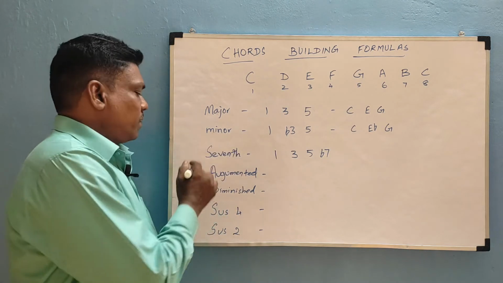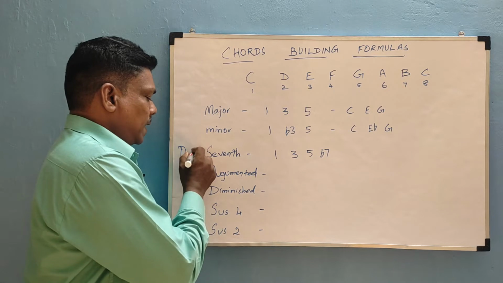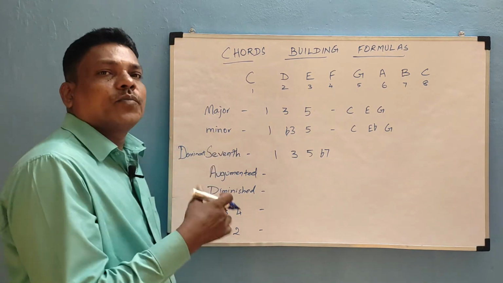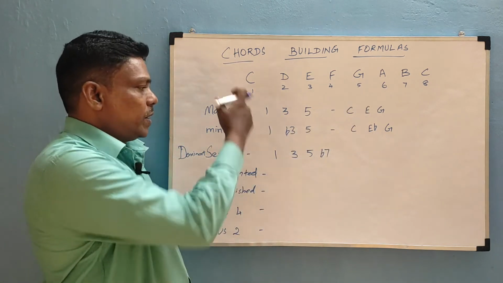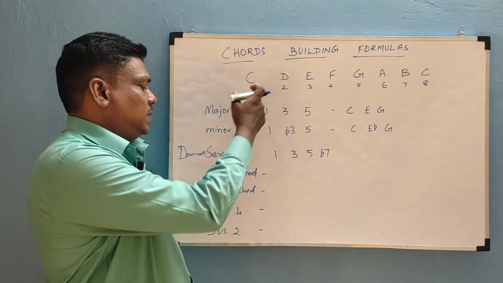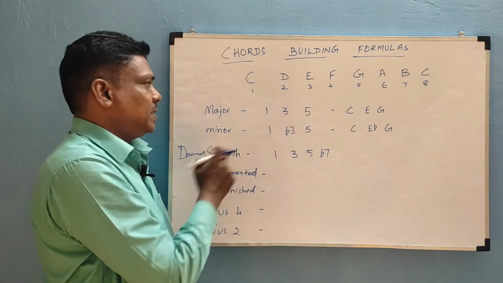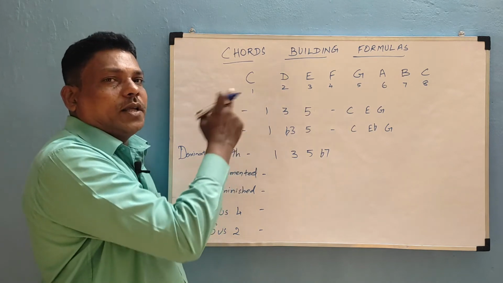This chord is for dominant. We call it dominant seventh. The chord built on the fifth degree of the scale. So here we are going to build C seventh, not the G seventh. Dominant seventh means the C note will be the dominant.